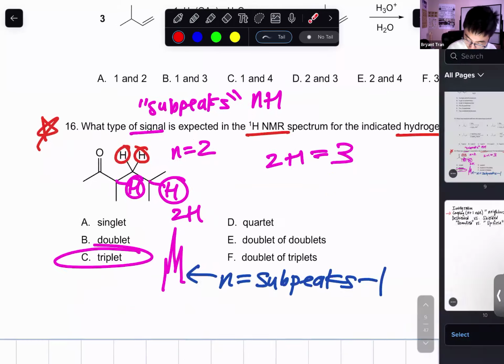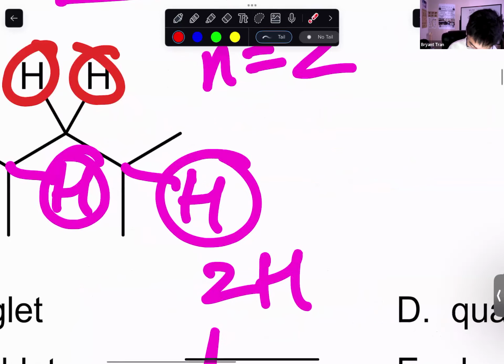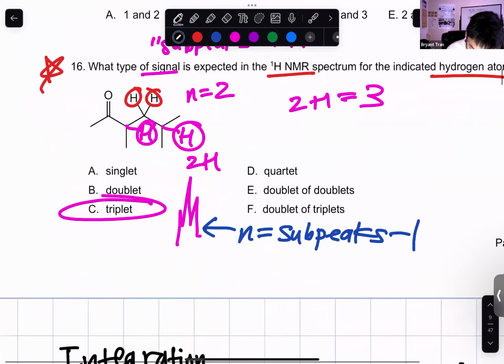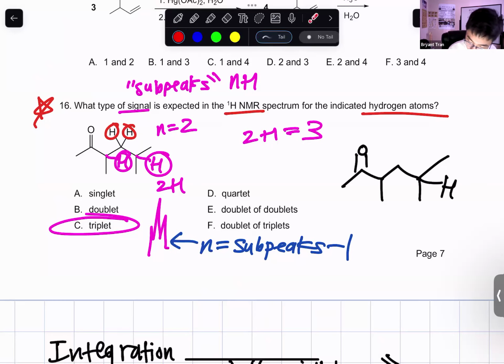I want you to do, let's say, this hydrogen here. So I'm going to use the same exact molecule that they gave us. And I'm going to list out the hydrogen that I'm interested in, and I want you to determine what type of signal is expected for this hydrogen here.